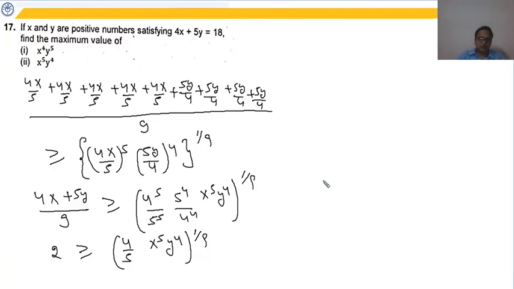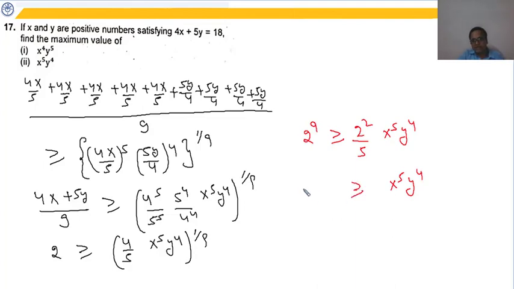Raise power 9 to both sides. So this becomes 2 to the power 9 less than or equal to 4 to the power 2 upon 5, x to the power 5 y to the power 4. On simplification we get the maximum value of x to the power 5 y to the power 4 as less than or equal to 2 to the power 7 into 5. This is the maximum value we are getting, or less than this. So we can directly get 2 to the power 7 is 128, into 5. This comes out to be 640.